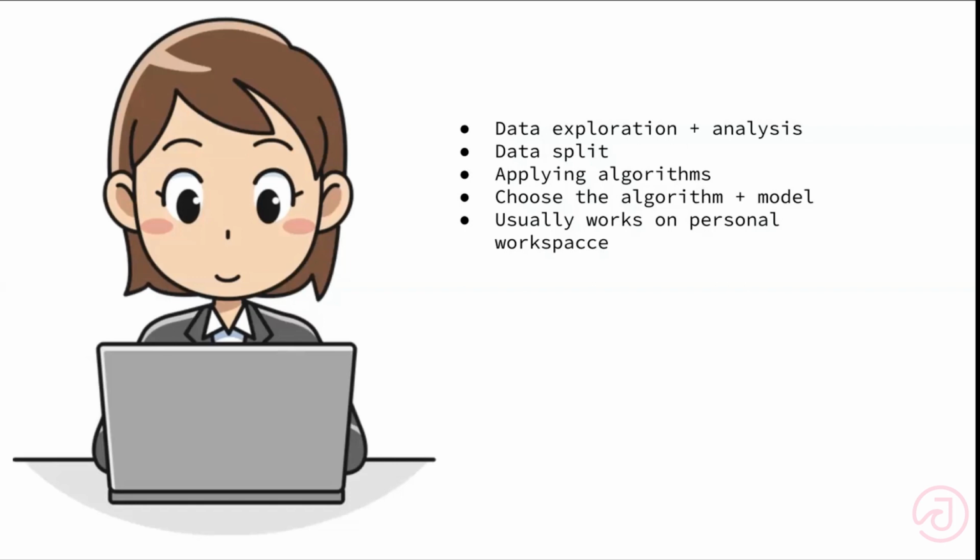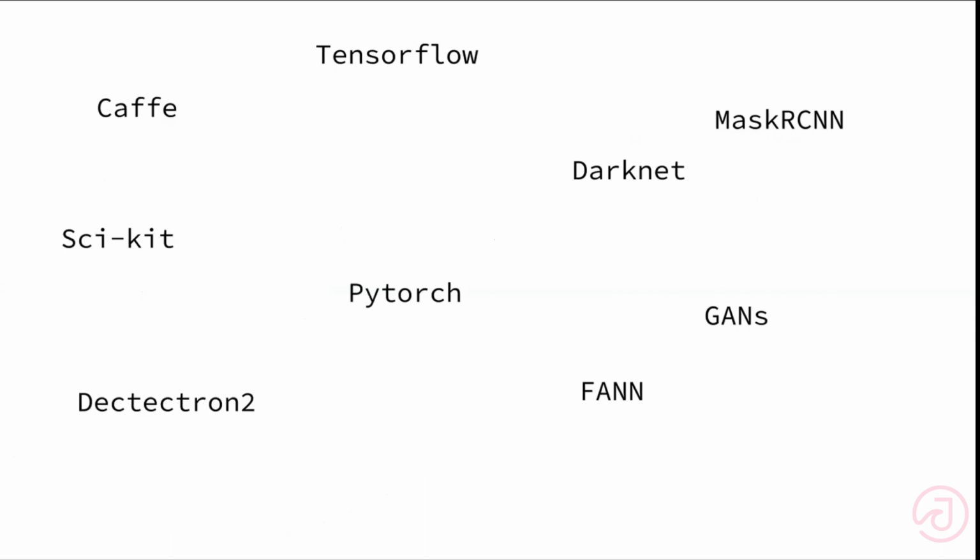She wants to be able to easily go through all of the data that you might have. She wants to be able to really easily analyze it and get a feel of it. And then she wants to be able to work with that data, split it into your test and validation data. And then she also wants to be able to really easily apply all these different algorithms, use all the latest frameworks, the ones that the Facebooks and Googles of the world are putting out there. And she usually works in some kind of personal workspace, right? So something like a Jupyter notebook or Google's Colab. And these are some of the, I guess you could say, buzzwords or the frameworks and libraries that she's got going on in her mind, right?